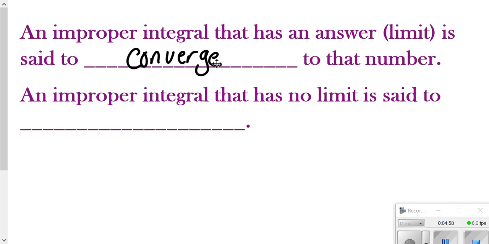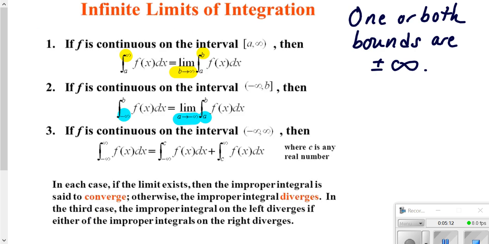So an improper integral that actually adds up to a finite value converges to that value. And an improper integral that has no limit is said to diverge. Okay? So there are some boxes that I clearly just snipped off the internet in your notes, and it talks about how to split things up.